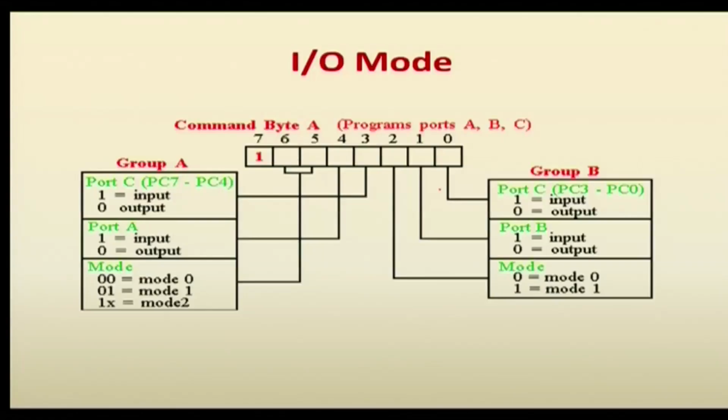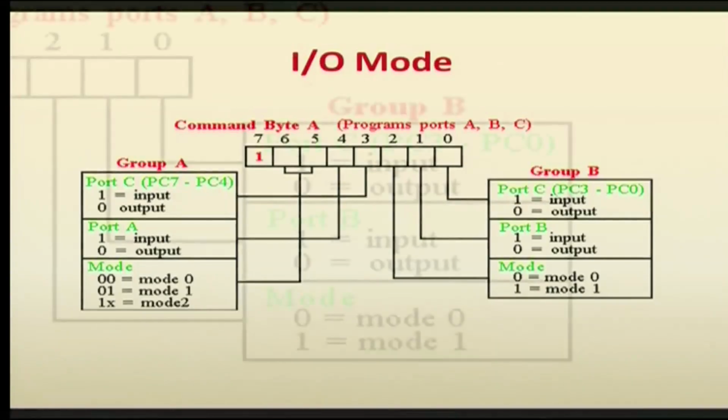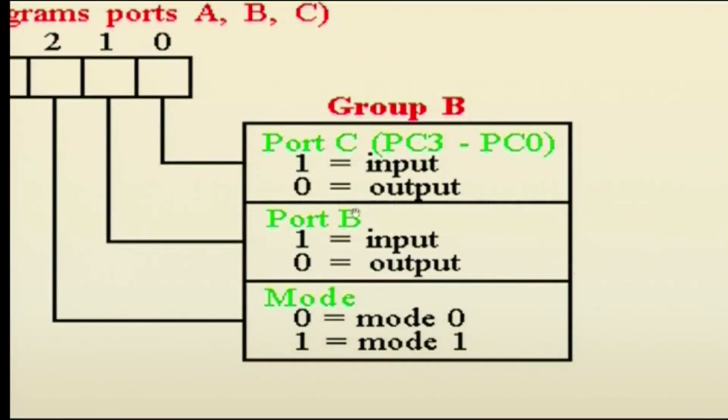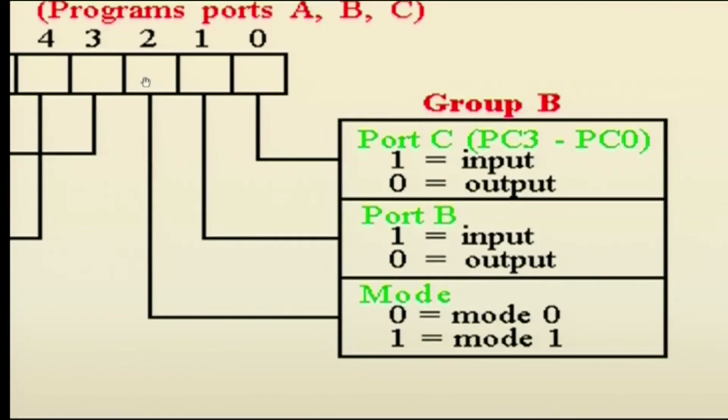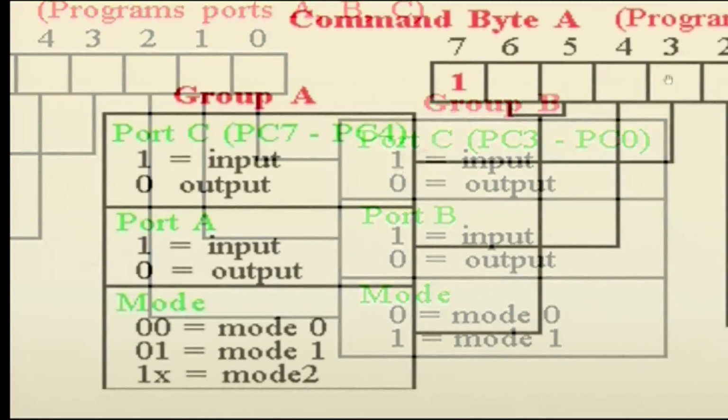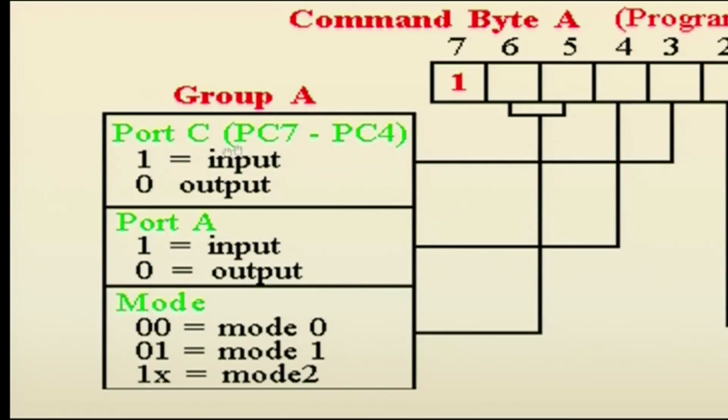So, now we will discuss the IO mode. This is the control word format for IO mode. In the IO mode D7 should be 1, then there are the remaining 7 bits. The first 3 bits, 0, 1, 2, are reserved for group B. When the bit position is 1 it is input, 0 means output, and only one bit is reserved for mode, so group B is used only in 2 modes. The next 4 bits are reserved for group A.